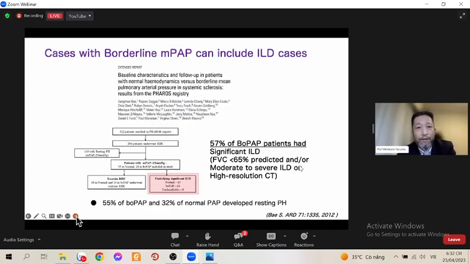But when we interpret the borderline mPAP cases, we have to be careful. This is a result from Farrell's registry, and this includes 28 cases with borderline mPAP. But more than half of the cases had significant ILD, defined by the pulmonary function test and high-resolution CT scan.